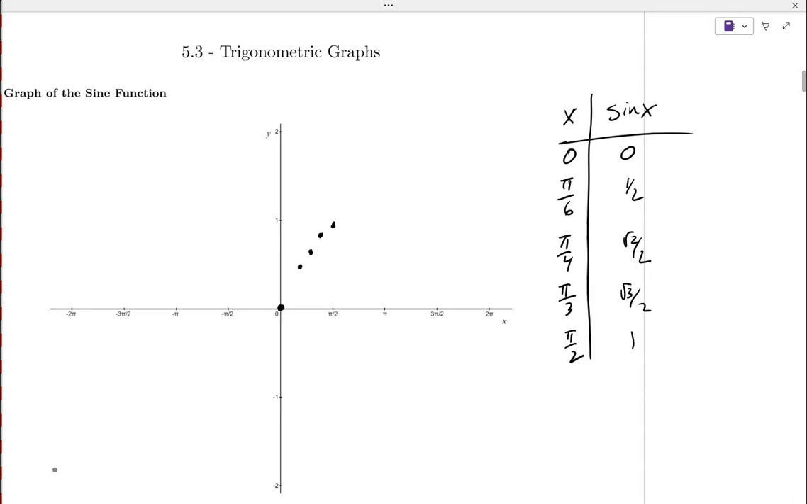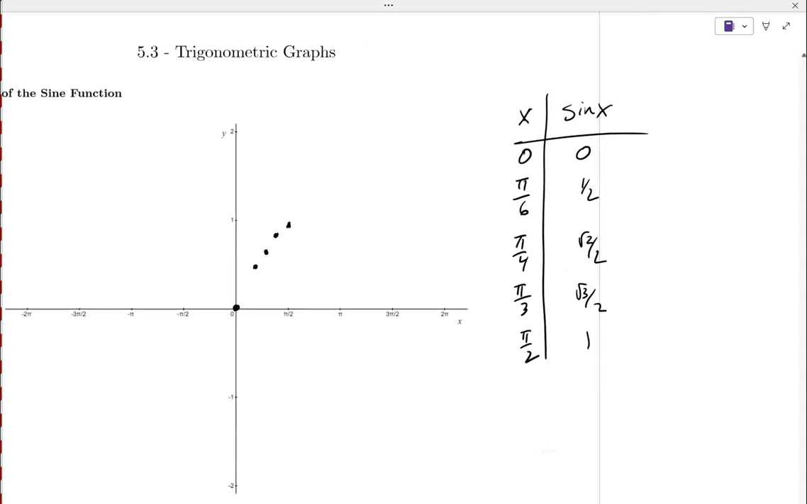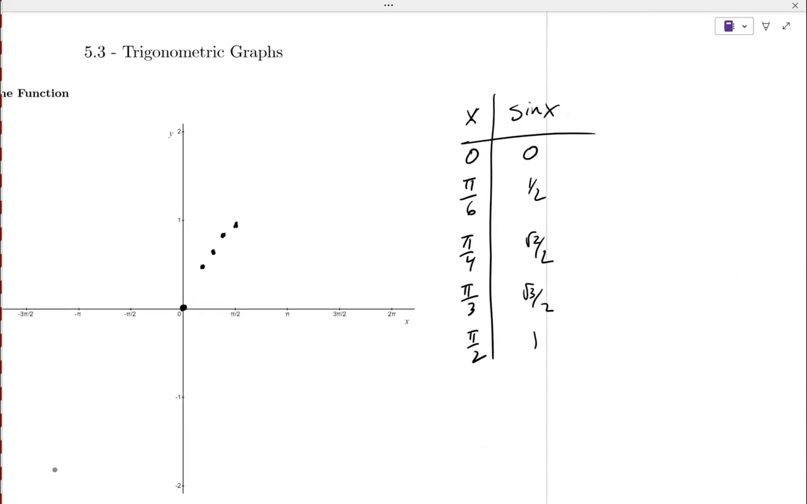All right, so what if we go to the next set of angles that would be in quadrant 2? The next set of angles that we would know the exact values of. So say, just scooch this over a little bit.